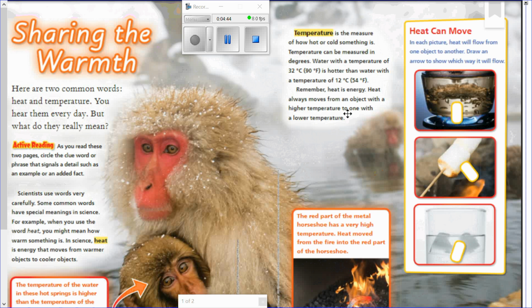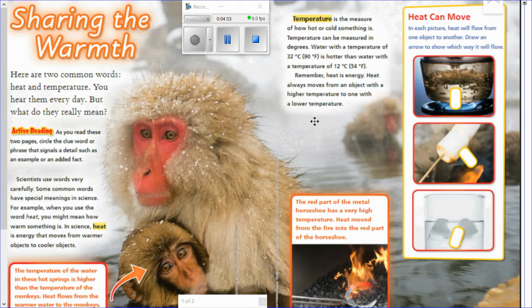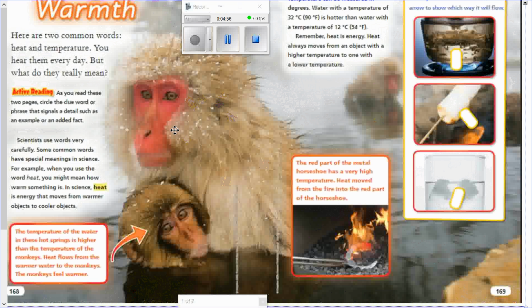Remember, heat is energy. Heat always moves from an object with a higher temperature to one with a lower temperature. So again, in the case of the monkeys, the monkeys had a lower temperature, the water had a higher temperature, and the heat moved from something with the high temperature to the low.